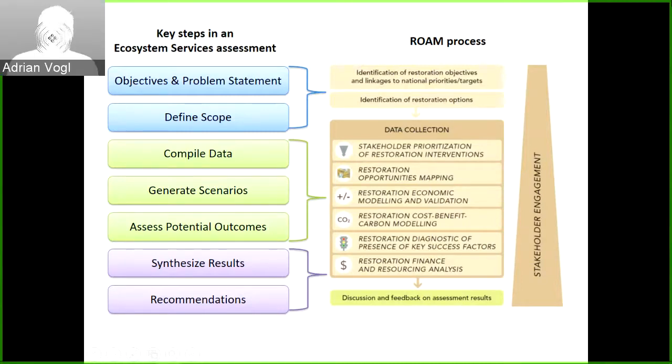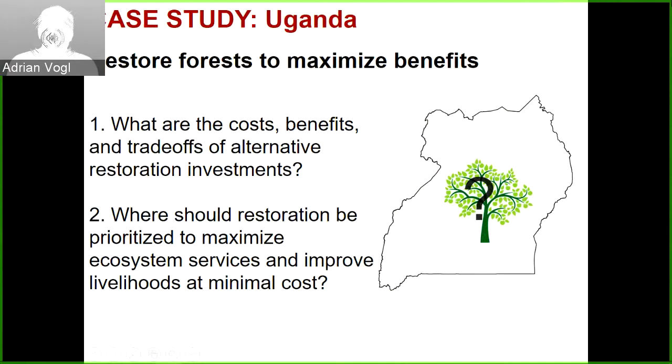So in this talk, I'm going to go through each one of these phases with a little bit more information, and also throughout I'm going to use as a case study this work that we did in Uganda, in which case they were very interested in restoring forests to maximize benefits. Specifically they wanted to know, what are the costs and benefits and trade-offs of different restoration investments, and where should you prioritize restoration in order to maximize ecosystem services and improve livelihoods at minimal cost.